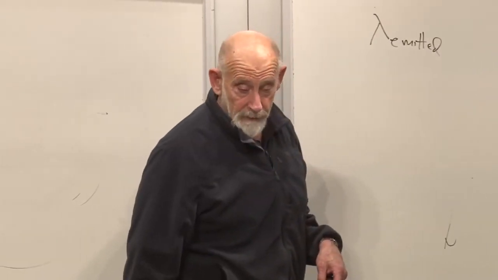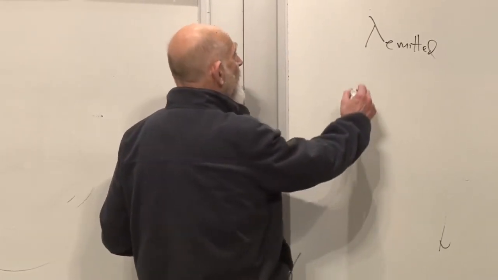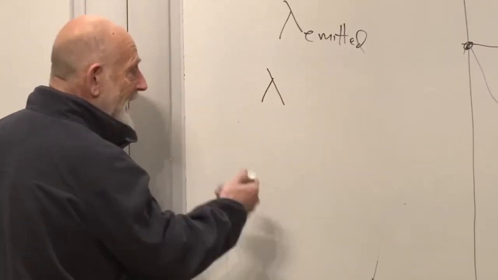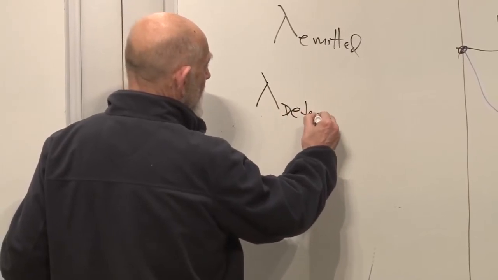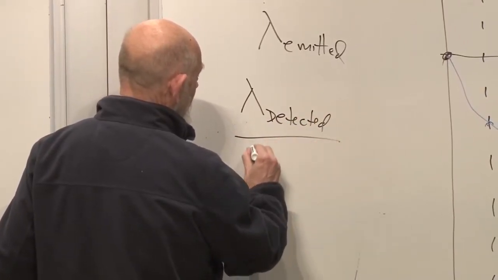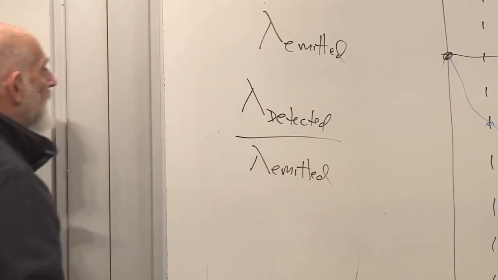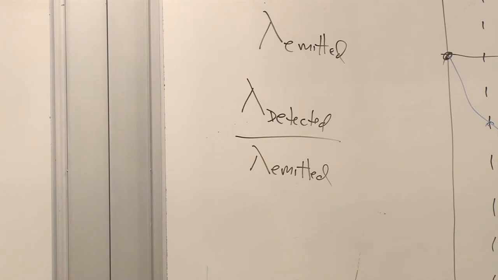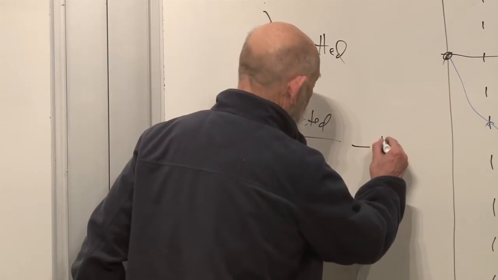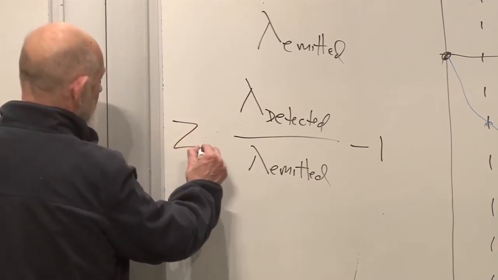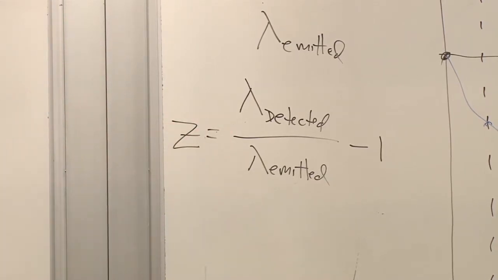We should define redshift carefully. It is the ratio of lambda when it's detected divided by lambda emitted. And that's not quite right. Is it -1 or +1 times that? -1. Why is the -1 there? For historical reasons. And it's called Z. Z is the redshift.